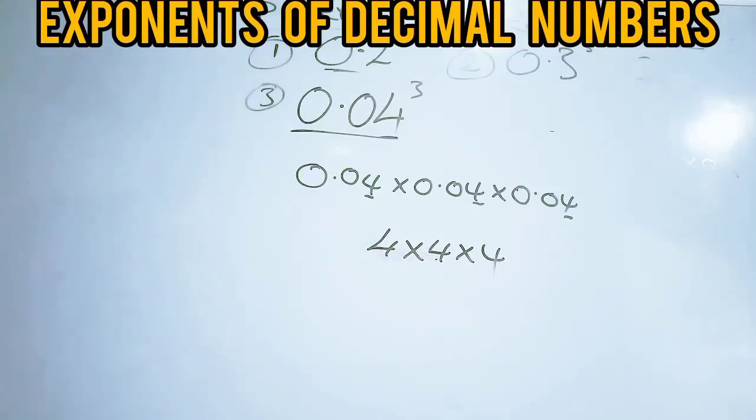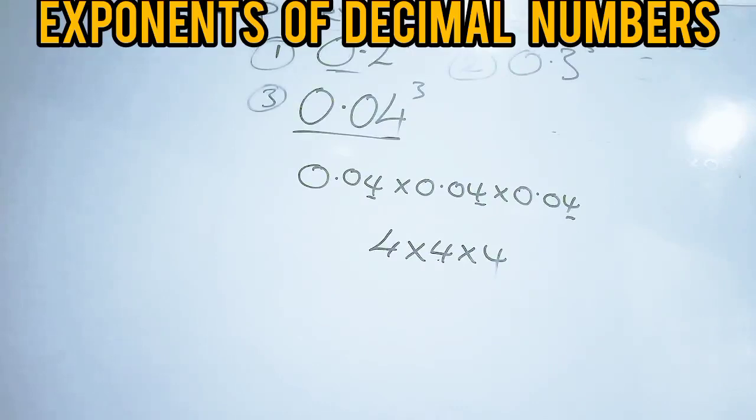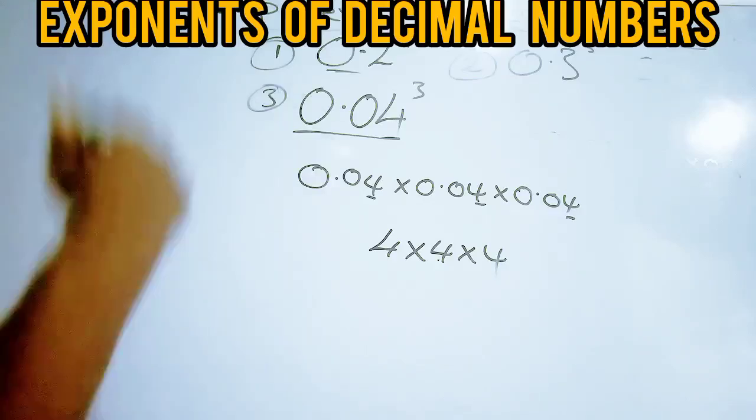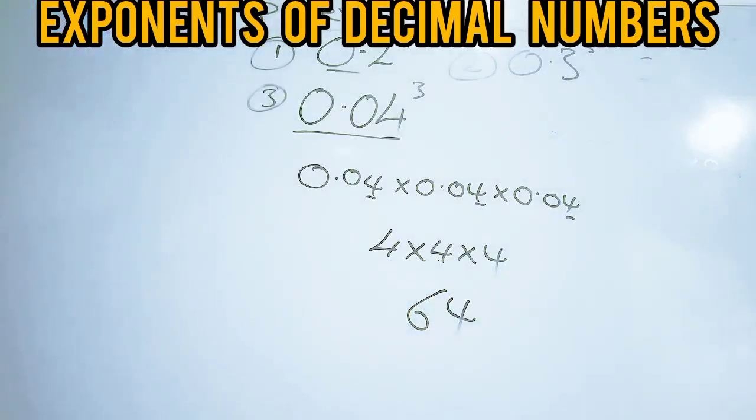4 times 4 will give us what? 16. And 16 times 4 will give you 64. Now that you have your 64, what do you do?